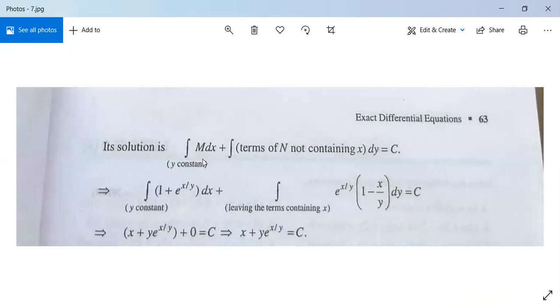Its solution will be integration of M dx, treating y as a constant, plus integration of terms of N not containing x, dy, is equal to c. So it implies that integration of (1 plus e to the power x upon y) dx, y constant, plus integration of e to the power x upon y into (1 minus x by y) dy is equal to c, leaving the terms containing x. The terms that contain x, we have to leave them out. So its integration is x plus e to the power x upon y into y plus 0 is equal to c, or x plus y e to the power x upon y is equal to c. This is our required solution.